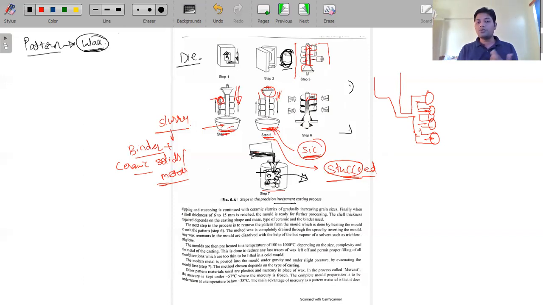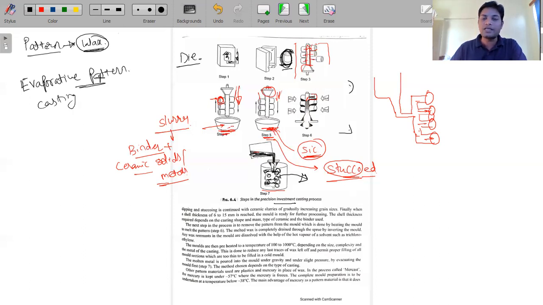If we have to produce a number of components at the same time, then we can use this investment casting. By the way, there is another advanced casting process, evaporative pattern casting. It is a similar kind of process, but the patterns we use there evaporate once the molten material comes in contact with the pattern. That is a little different, and that is the advanced casting process. I'm not discussing that one, but this is the investment casting, and this is complete.